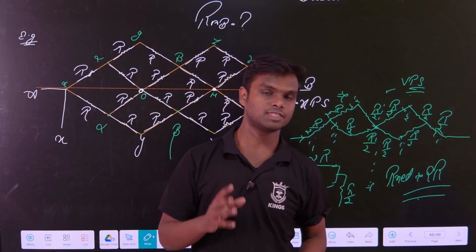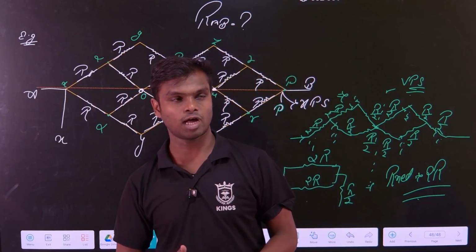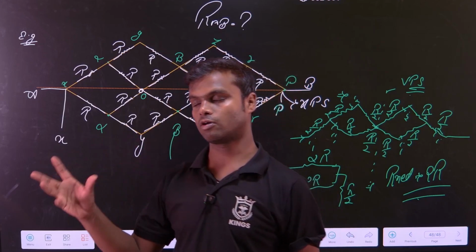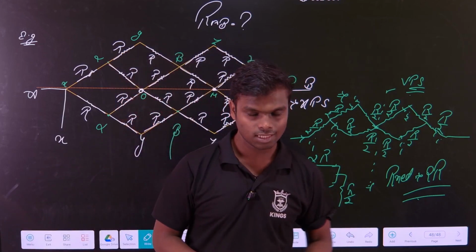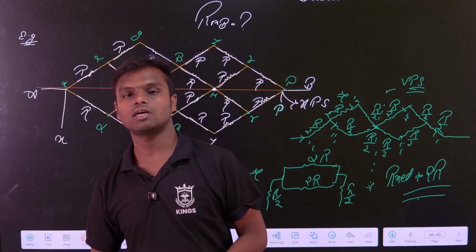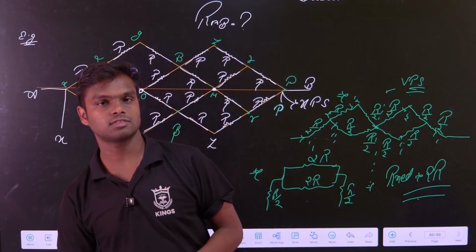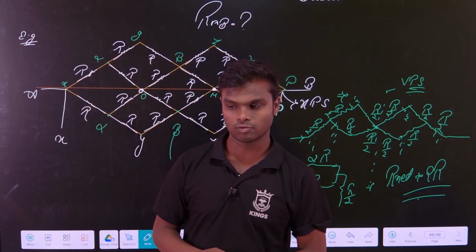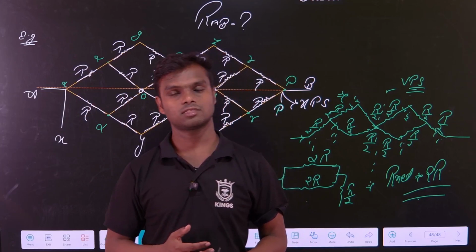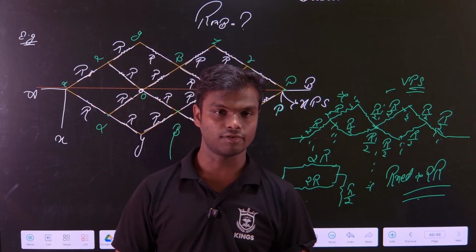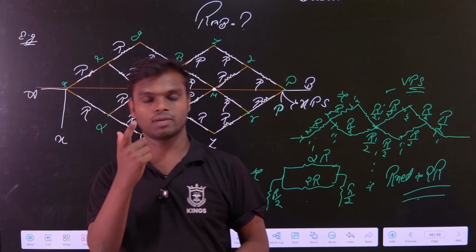In the next class we will see the cube: how to calculate the R equivalent for the body, for the face, and for the edges. Next we are going to see the infinite ladder case. In that case we will see some special cases also, and then we will go to the next topic, that is the battery, combination of batteries, and other topics.